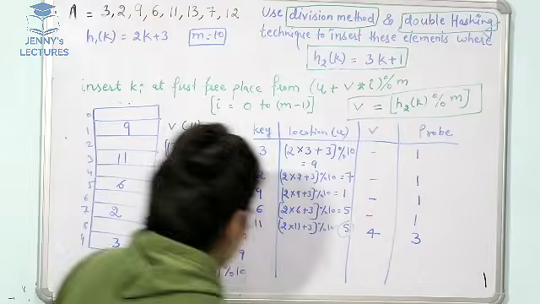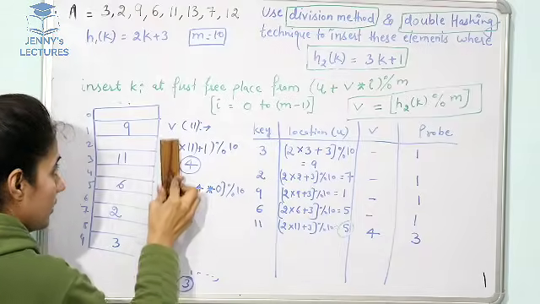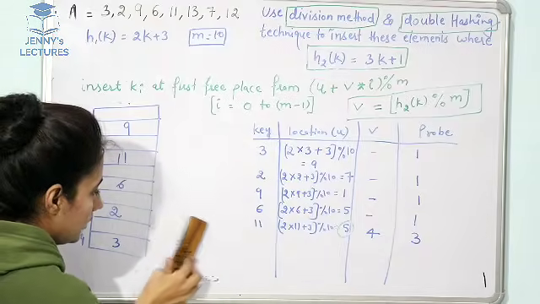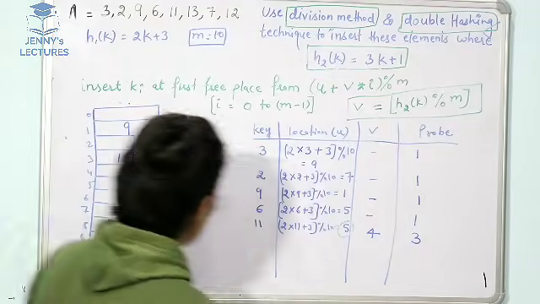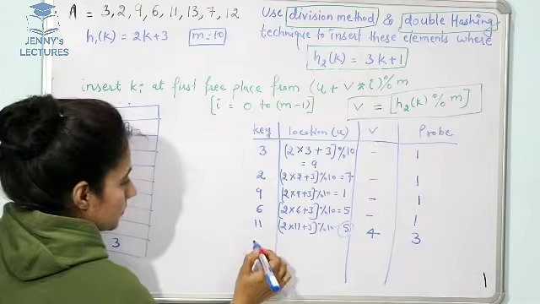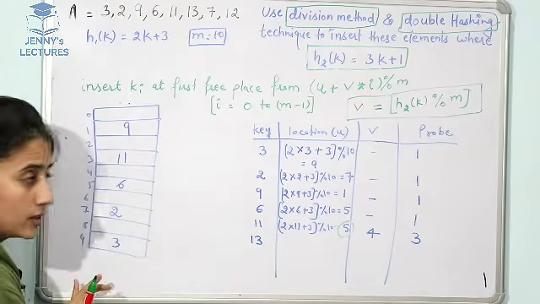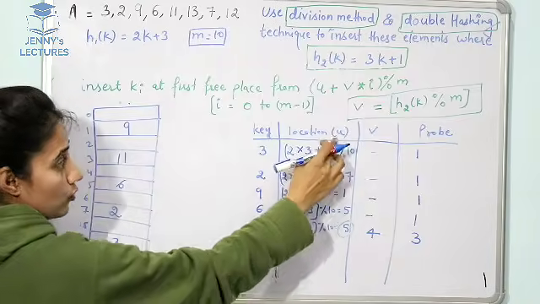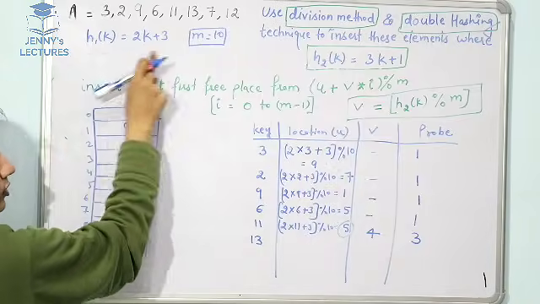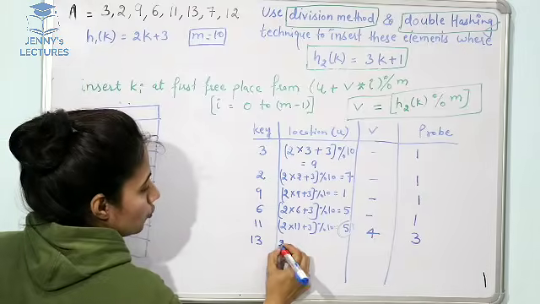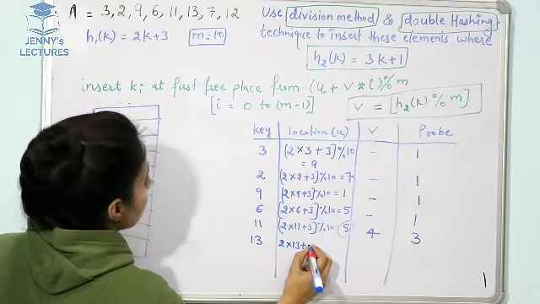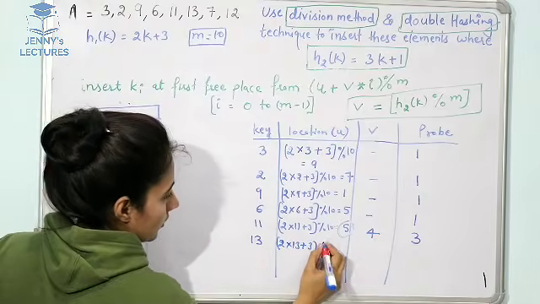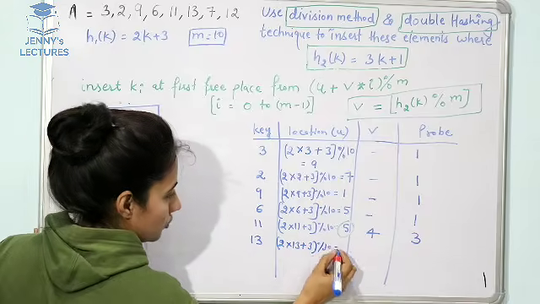Okay. Now let us take another key, next one. Next one is what? 13. For 13, simply calculate value of u. Value of u would be calculated using this hash function, that h1(k). 2 into 13 plus 3 and mod 10. What should be this value?